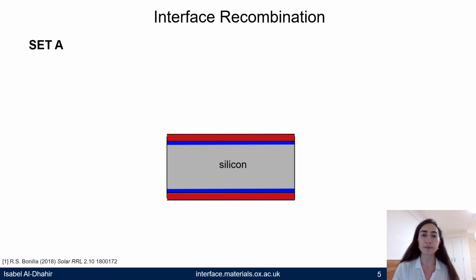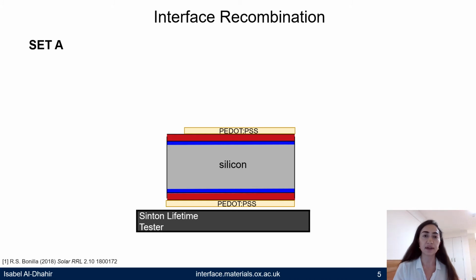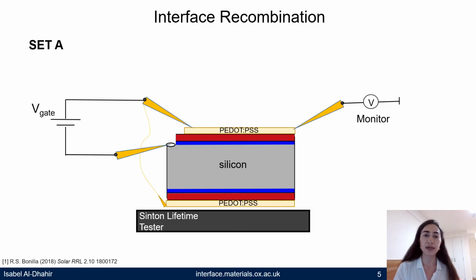And so in order to determine this, we performed a study of the electrical properties of the interface. So for set A substrates, we take our specimen and we apply PEDOT:PSS to the front and rear dielectric surfaces. PEDOT:PSS is a transparent conducting polymer, and in this setup it serves as our gate electrode. We can then place this onto the Sinton lifetime tester, make a contact to the bare silicon as well as to the front and rear gates, and this enables us to bias both dielectric surfaces whilst simultaneously taking lifetime measurements.